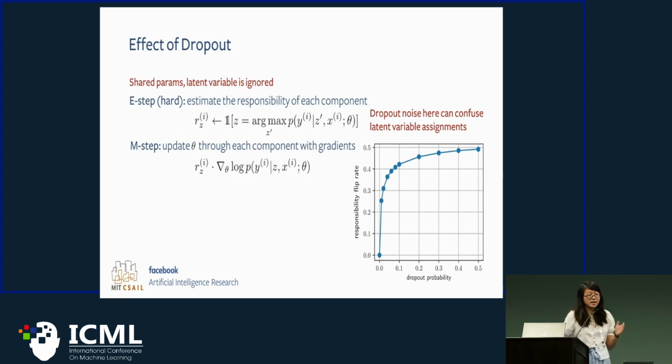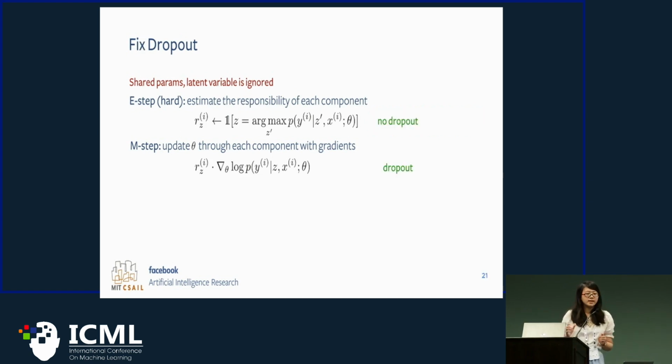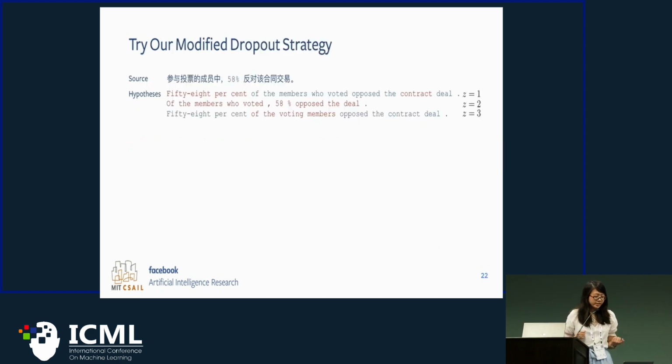The key to the specialization of different components is to make consistent use of them. So we propose to turn off dropout at the E step when we are assigning the responsibilities, and only use dropout at the M step for gradient regularization. With our modified dropout strategy, all the components can produce high-quality hypotheses, and they are quite diverse from each other. From "58% of the members who voted oppose the contract deal" to "of the members who voted, 58% oppose the deal", or "58% of the voting members oppose the contract deal." Finally, it works.